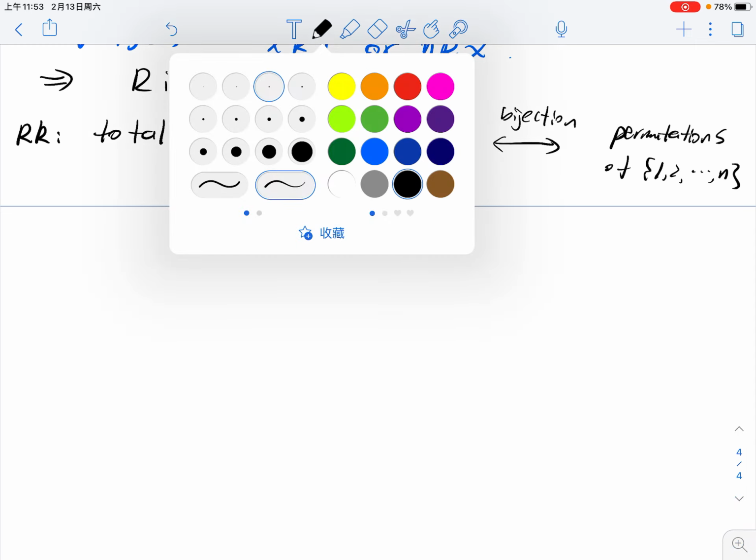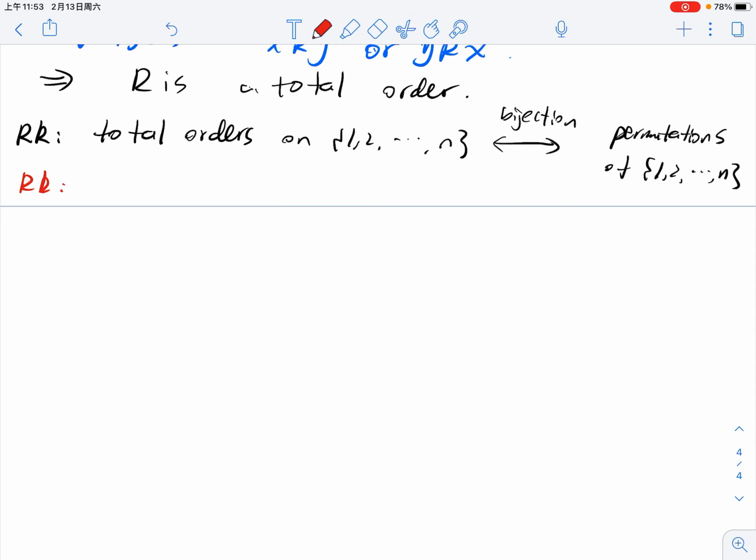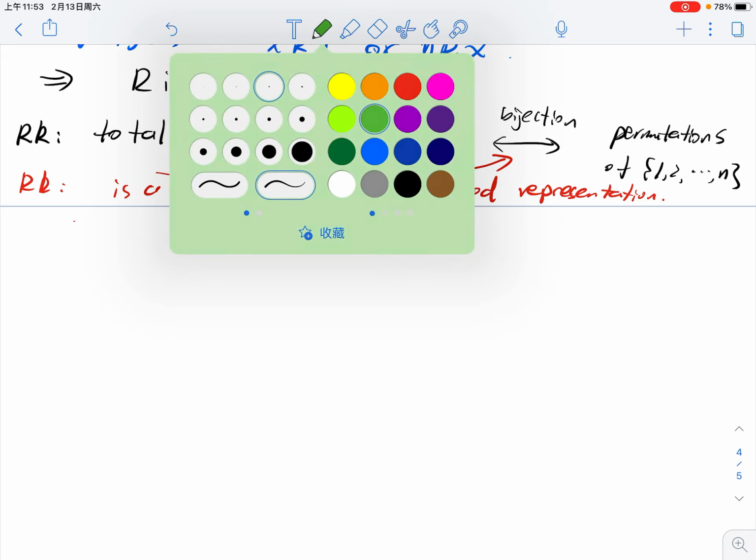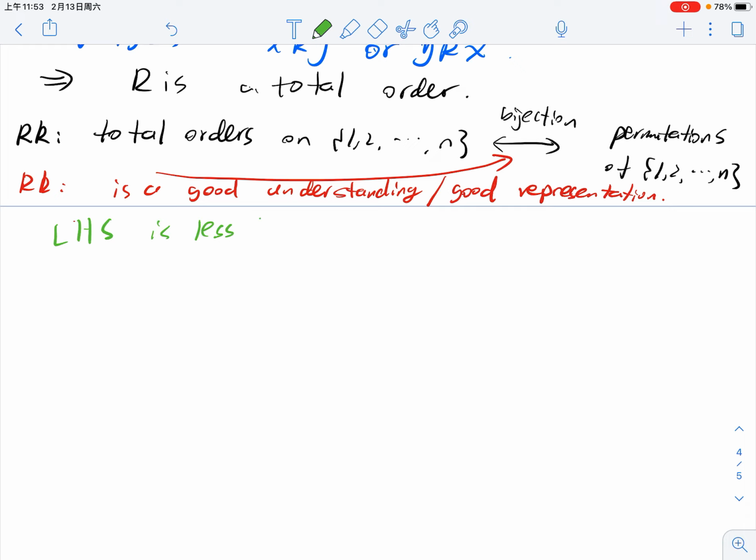And I would like to make a remark to the remark: this bijection is a good understanding, or a good representation. Because for total orders, we have less understanding. Usually we don't know what it is, because the left-hand side is less known, while the right-hand side is much better known. So you use some well-known objects to represent less known objects. So that will be a good understanding or good representation.